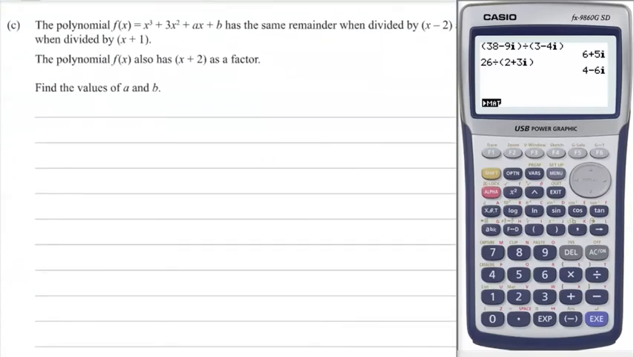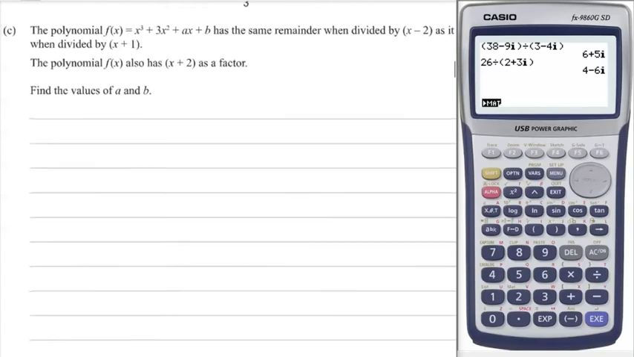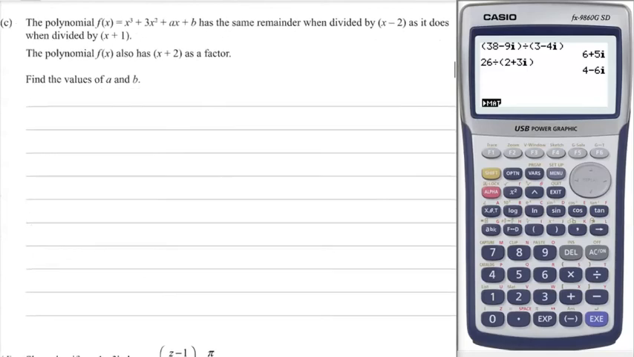All right, part C, we've got this polynomial. We've got some information about the remainder. It's got the same remainder when we divide it by x minus 2 as it does when we divide it by x plus 1 as those factors. Now we need to use that to work out the values of a and b. I'm going to use the remainder theorem here, which tells us that if we know what the remainder is, if we put the root that comes from the factor into our polynomial, then we will get that remainder. So the root that comes from x minus 2 is 2.